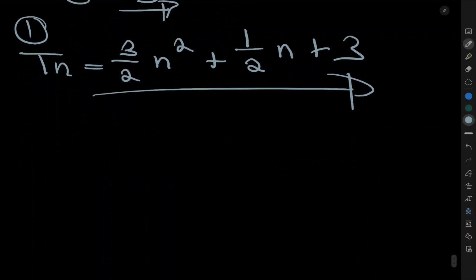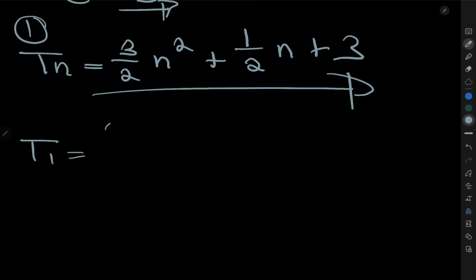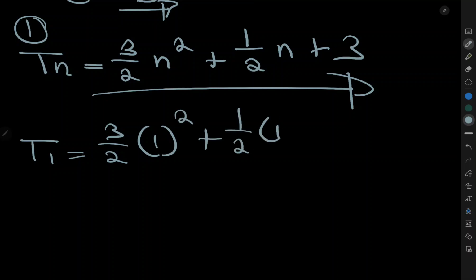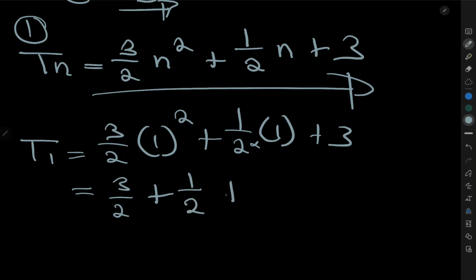And in order for us to test if that general formula is true, we just substitute t1. If you substitute t1, that will give you 3 over 2 n squared plus half n plus 3. This gives us 3 over 2, as we know that 1 squared is 1, and 1 multiplied by 3 over 2 gives us 3 over 2. And plus, half times 1 will give us half.